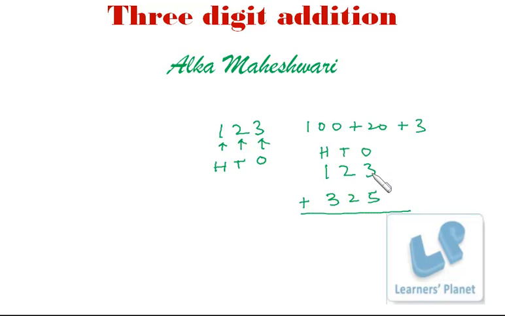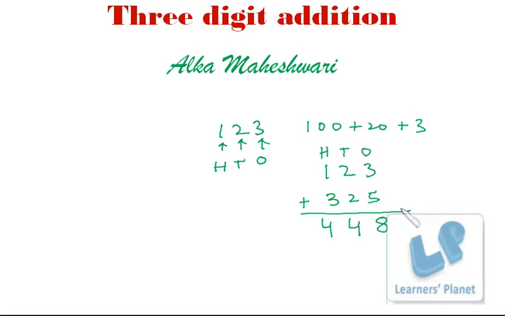So 5, 6, 7, 8. Okay. Similarly, you add the numbers at the tens place. So 2 and 2, 4. And similarly, you add the numbers at the hundreds place. So 3 and 1, 4. So addition is quite similar, okay, as we did in the case of two digits. Right? So till here there is no problem. It is very similar to the previous one.